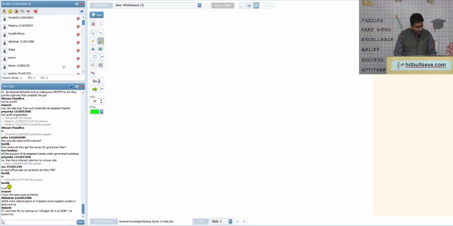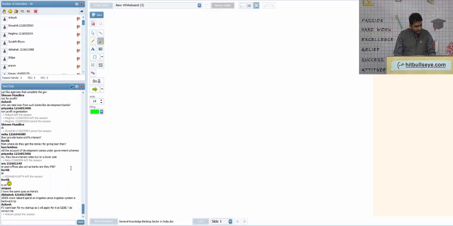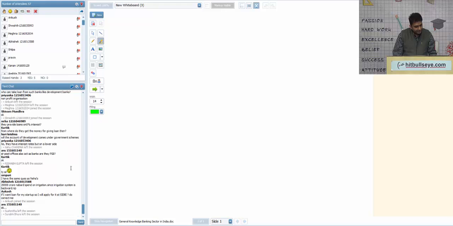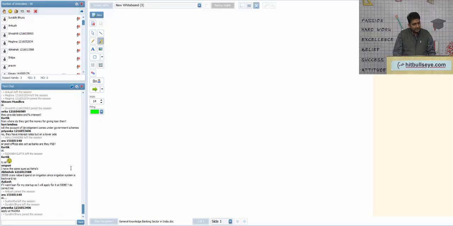Akash, if I want a loan for my startup, I will apply for it at SIDBI. I will not say that you need to go to SIDBI. What you need to go through is the organizations which are linked with SIDBI.